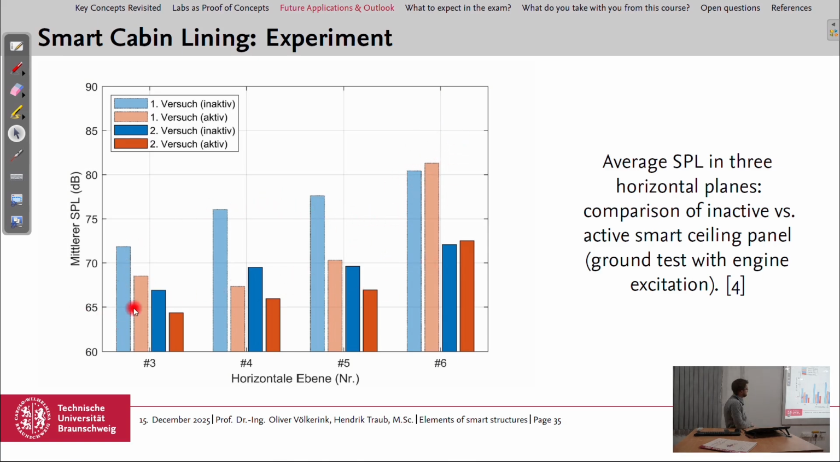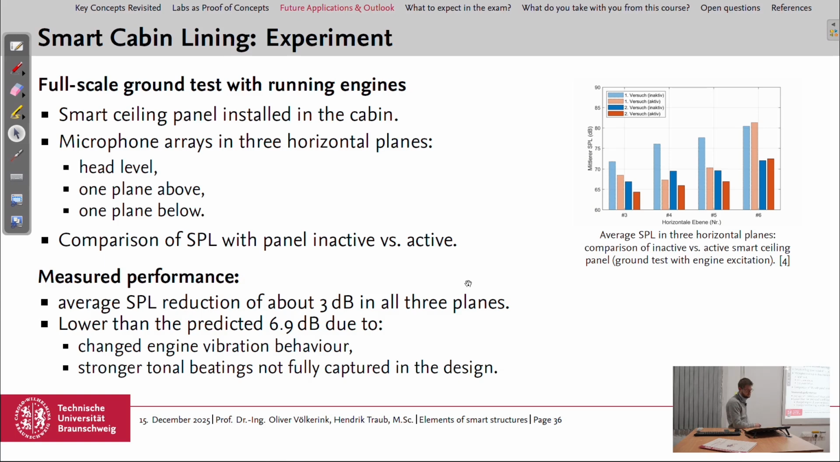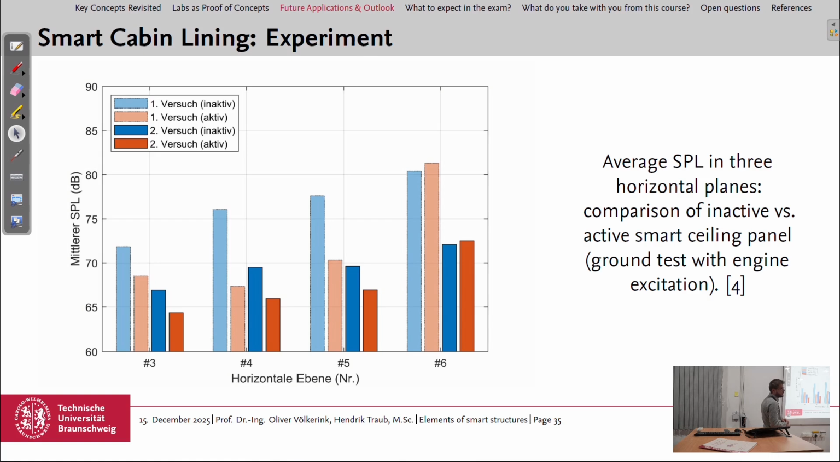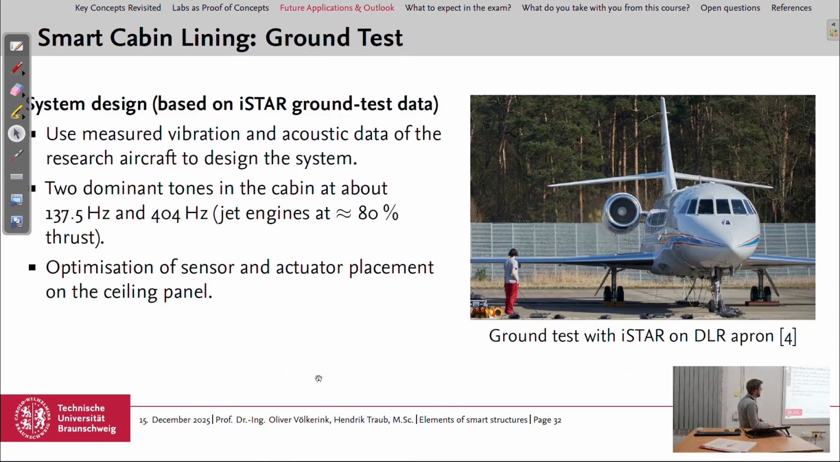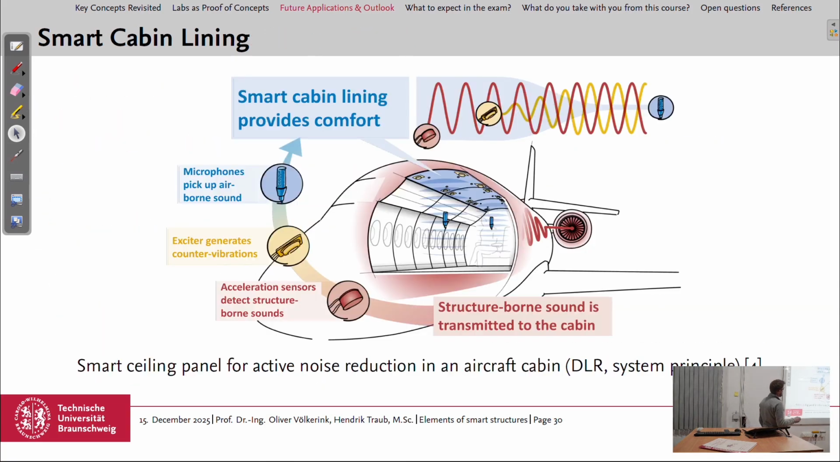And then they performed a second experiment where the sound pressure level in total is less, but with the same influence. So for the lower three horizontal planes, they could achieve a reduction in sound pressure level. These are the horizontal planes, so they performed the experiments not only at one height where the heads of the passengers are, but at different heights.